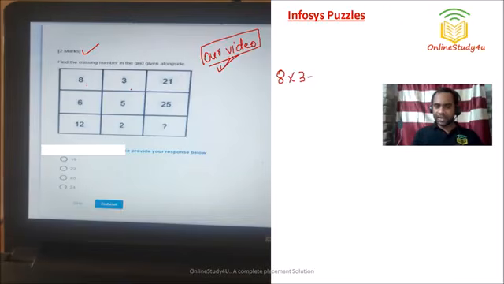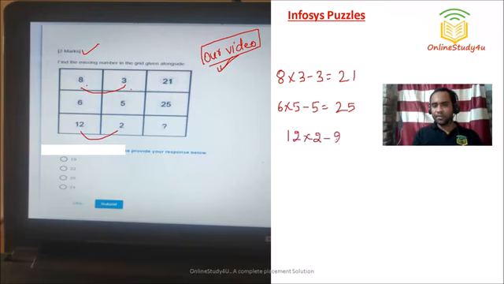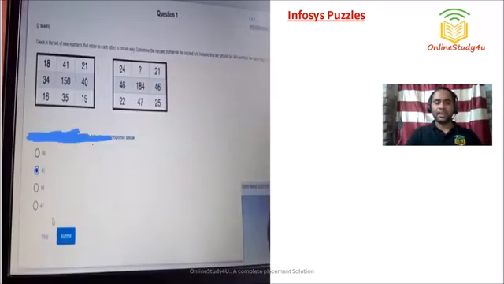So 8 into 3 will be 24 minus 3. So multiply with 3 and then subtract 3. Then 6 into 5 will be 30. 30 minus 5 will be 25. And then 12 into 2 will be 24, minus 2 will be 22. So here 22, option B will be the correct answer, right?